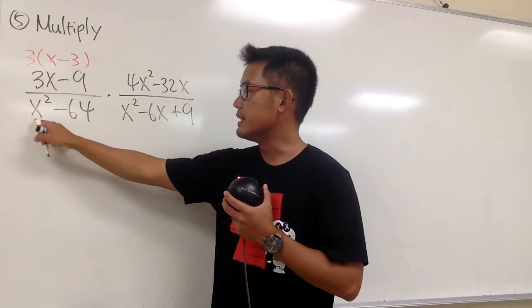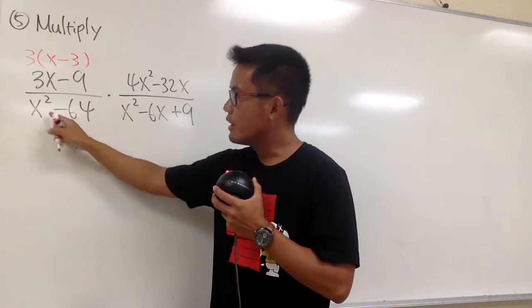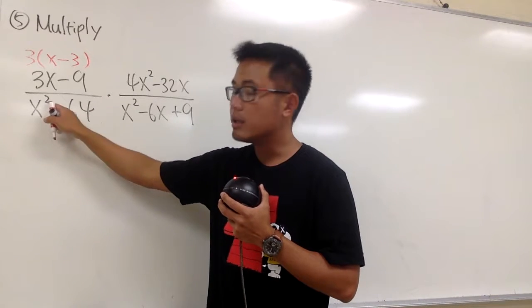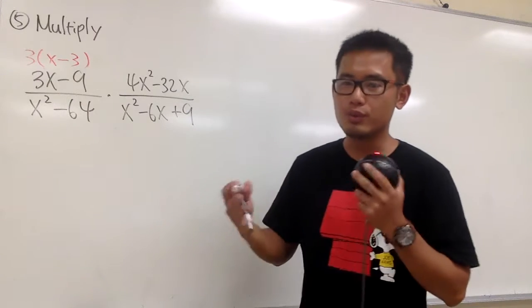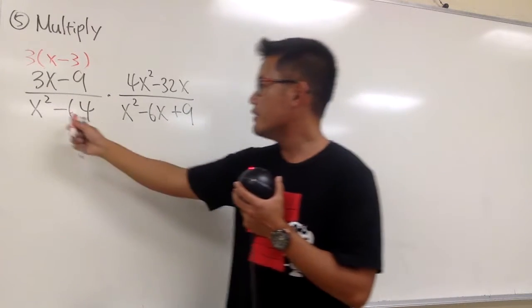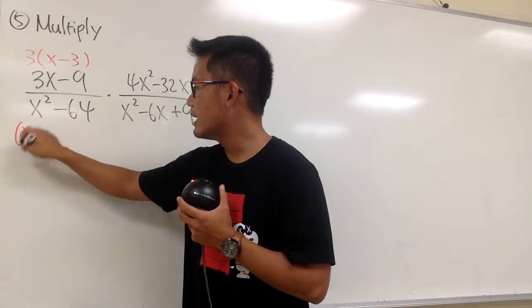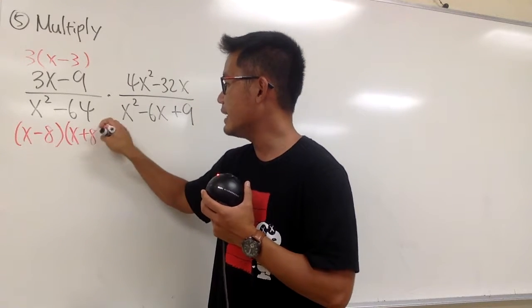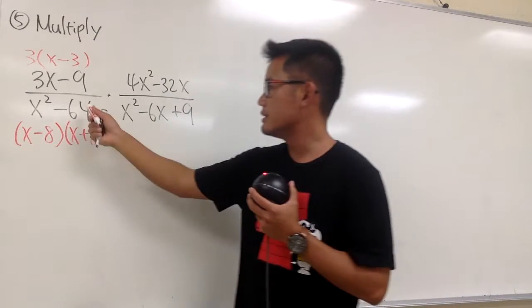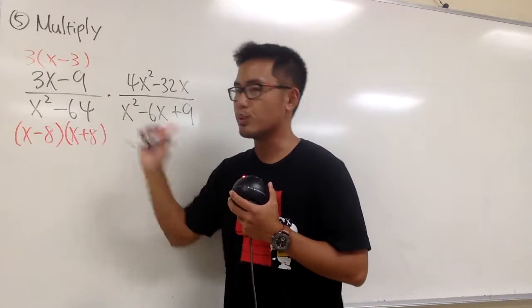For this one, this is x squared minus 64. We can also look at this as x squared minus 8 squared, and we can use the difference of two squares formula. Therefore, this is going to be x minus 8 times x plus 8, okay? 64 is the same as 8 squared, so that's what we have.